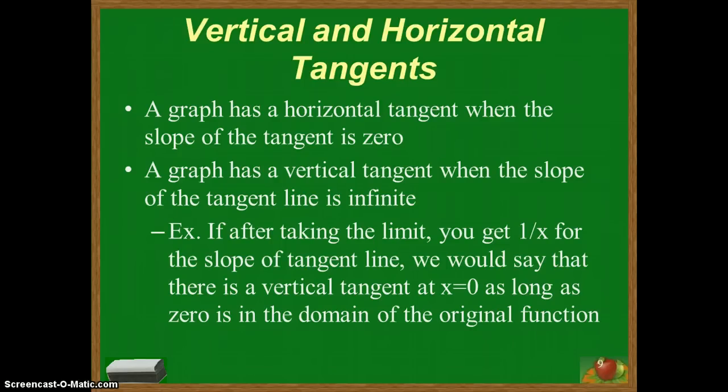An example of this is after you take the limit of the slope of the secant line, let's say you get the expression 1 over x. We would say there's a vertical tangent at x equals 0 because the limit of that would approach infinity, as long as, and this is important, x equals 0 is in the domain of the original function you started with. If it's not in the domain, then you can't have a tangent there because there is no point.